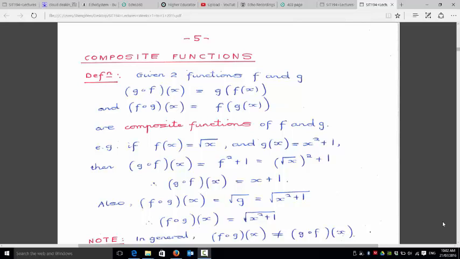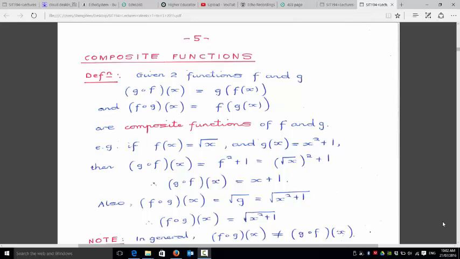Okay, let's continue our class. Next, we will discuss composite functions. First of all, what is the definition of composite functions?